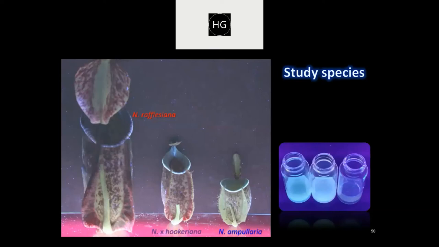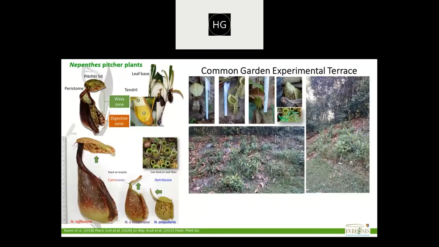You can see the fluorescence from the pitcher fluid is also intermediate for the hybrid, and you can see the pitcher peristome fluorescence. So all these characters are intermediate, including the leaf position. You can see this fully covered, the angle of it, and this open so that it can capture the leaf litter. And for those curious about what is inside, it actually has two zones. The bottom has the digestive glands and the fluid, known as the digestive zone, whereas the upper part has a waxy layer that prevents the prey from escaping.